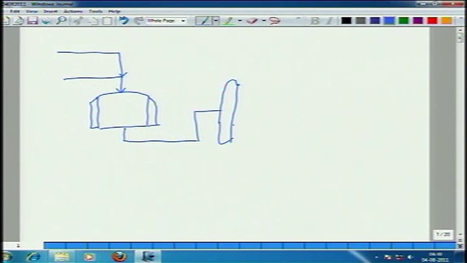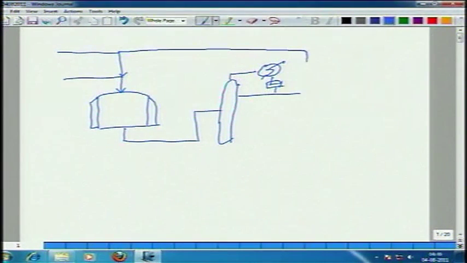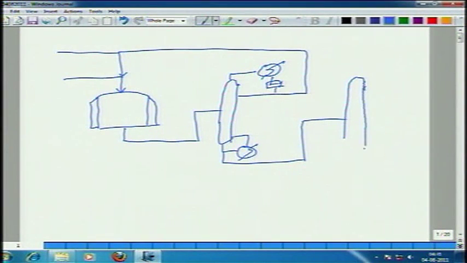Well, maybe A is toxic or something, so you want to remove it first, so that this is A recycle, and then you have the product column. In the product column, C is the light component, it goes up the top, B is the heavy component, it goes down the bottoms.